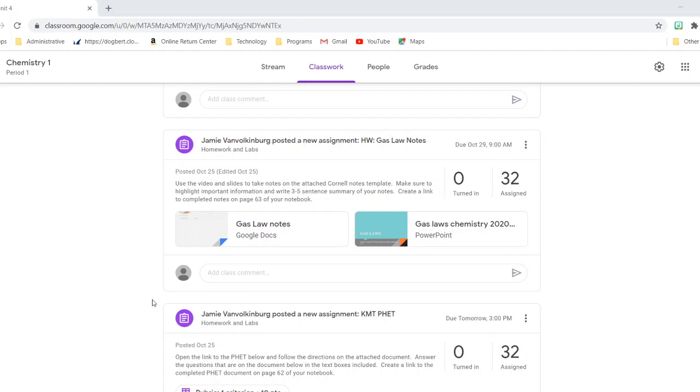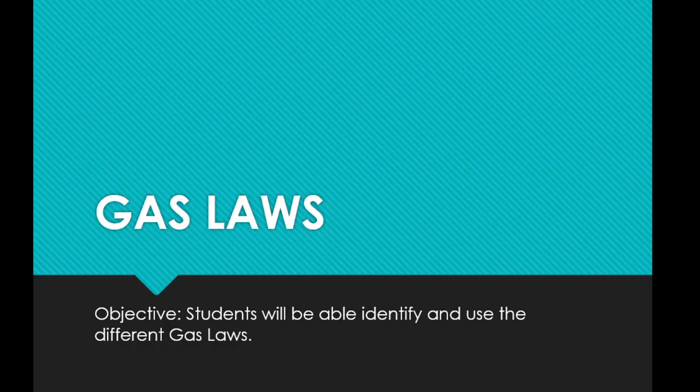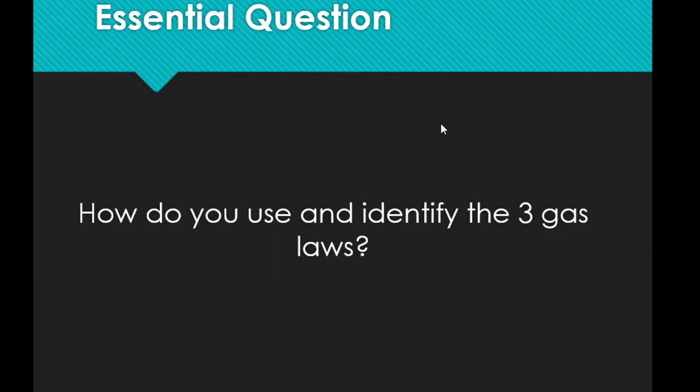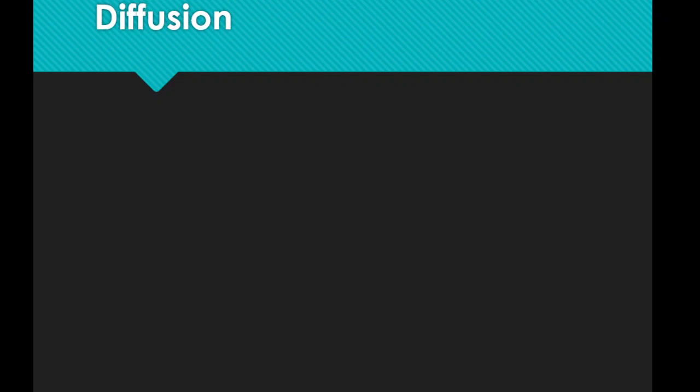All right, so let's go ahead and get started. All right, so gas laws. We should be able to identify and use the different gas laws by the time we're done with this week. And we'll practice a couple more. We'll do some FETs and some other practice to get you better at using them. Our essential question for these notes is, how do you use and identify the 3 gas laws? There are 4, but we're going to leave that one for AP chemistry, and we'll deal with just the basic 3 gas laws.